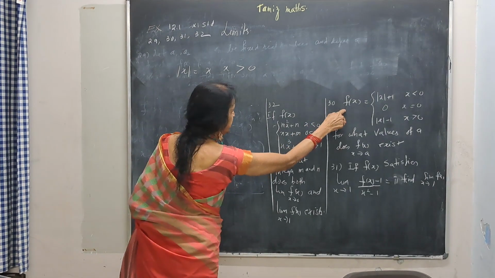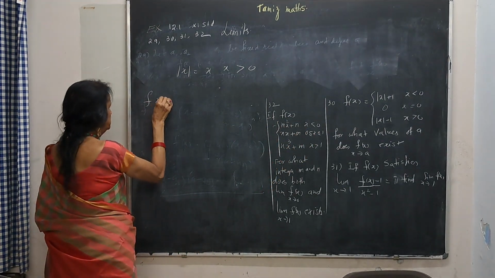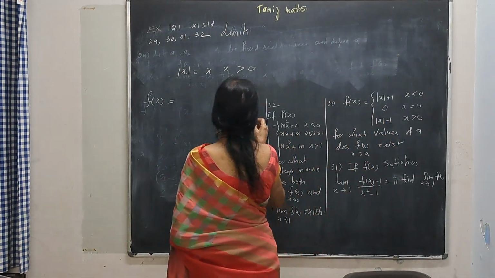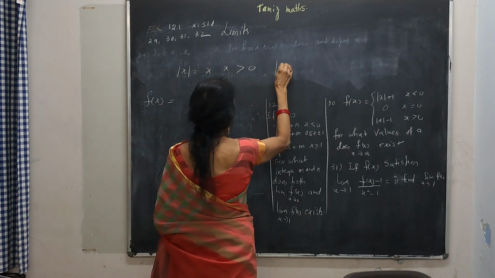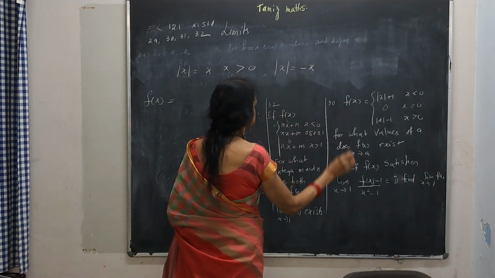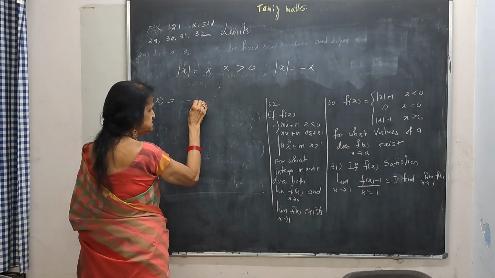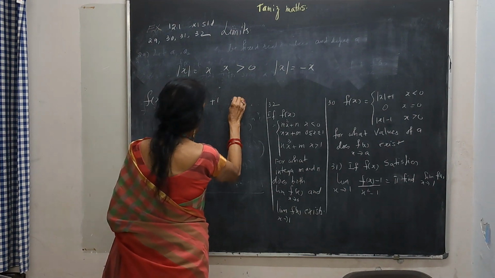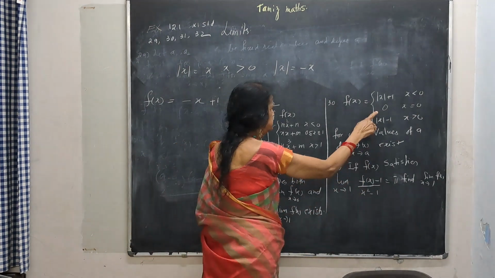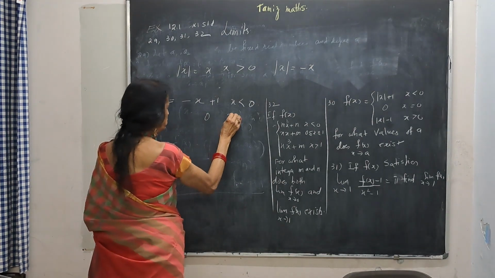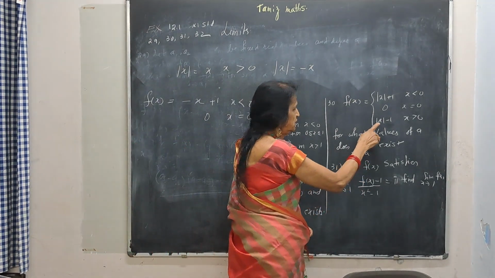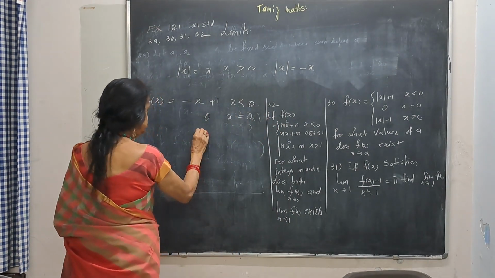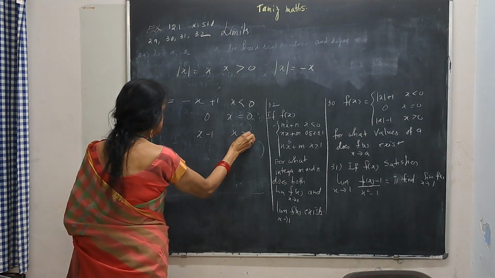So now f(x) is equal to: mod x is x when x is greater than 0 and mod x is minus x when x is less than 0. So f(x) is minus x plus 1 when x is less than 0, and it is 0 when x is equal to 0, and it is mod x minus 1 when x is greater than 0. Mod x when x is greater than 0 is x, so x minus 1.